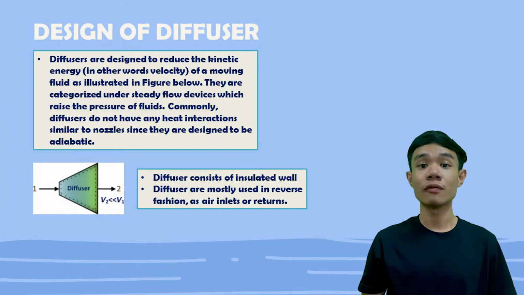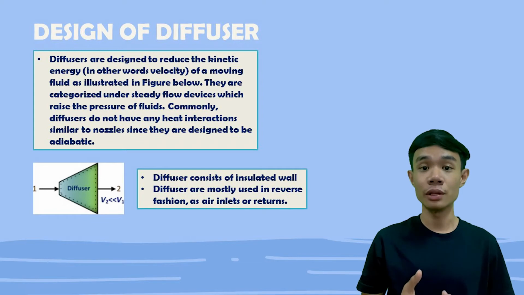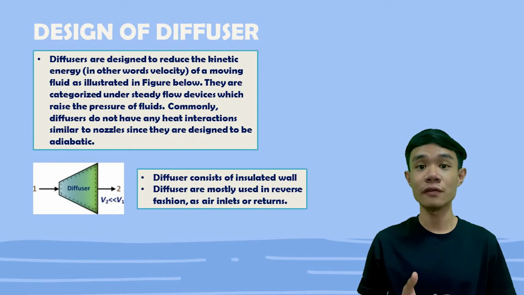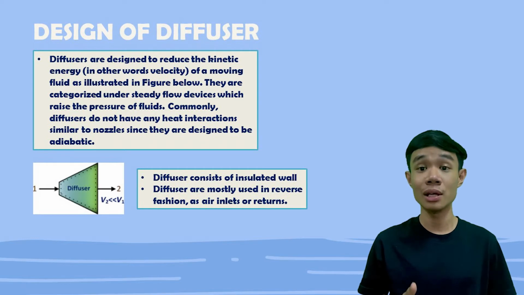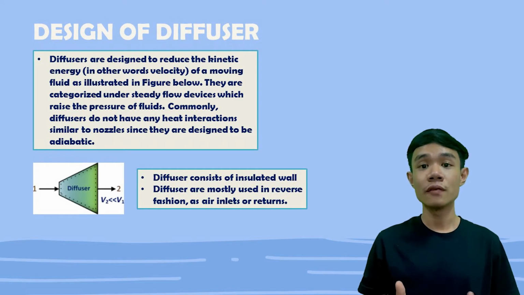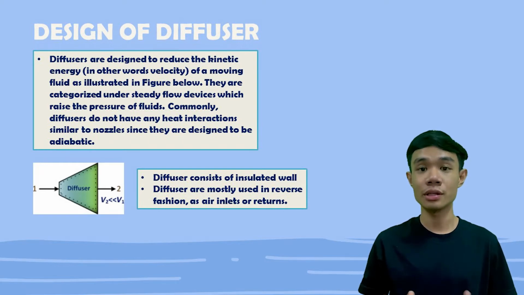Okay, next, design of diffuser. Diffusers are designed to reduce the kinetic energy, in other words, velocity, of a moving fluid as illustrated in the figure below. They are categorized under steady flow devices which raise the pressure of fluids. Commonly, diffusers do not have any heat interaction, similar to nozzles, since they are designed to be adiabatic. First, a diffuser consists of insulated walls. And second, diffusers are mostly used in reverse fashion as air inlets or returns.